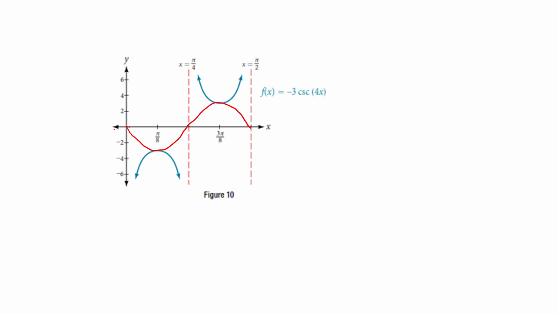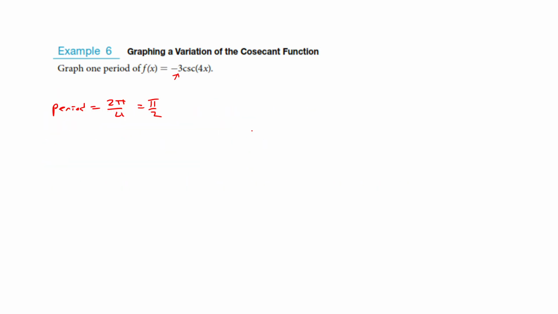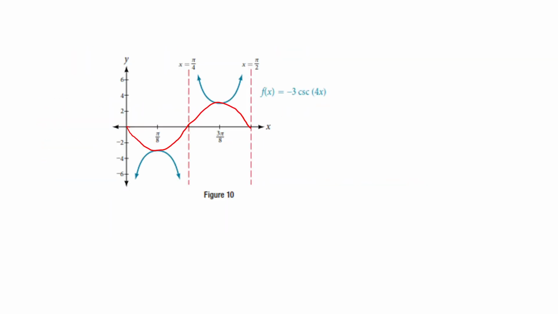And now we have the whole cycle has to be finished. What was our period? Our period was pi over 2. So the whole thing has to be finished by the time we get to pi over 2. Now, anywhere we hit the midline, we drop the asymptotes, we put the u's in, and we got it.